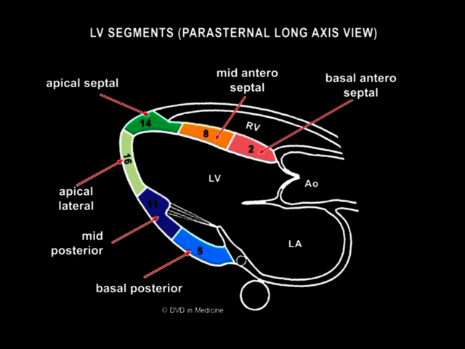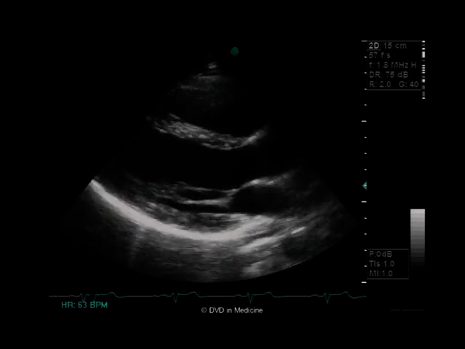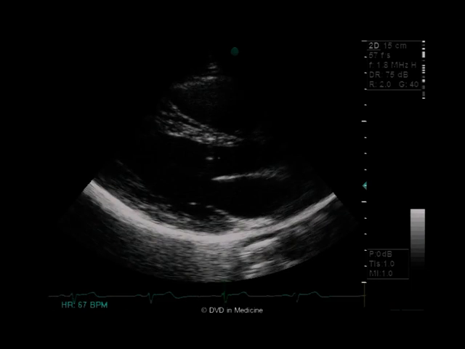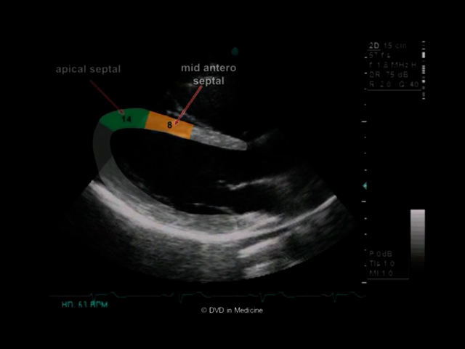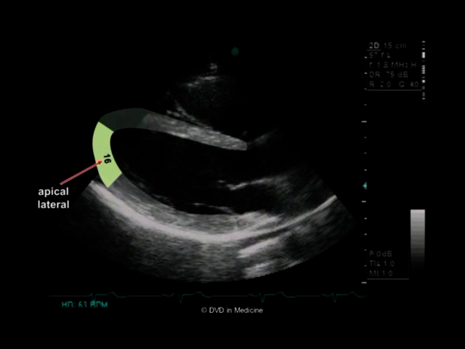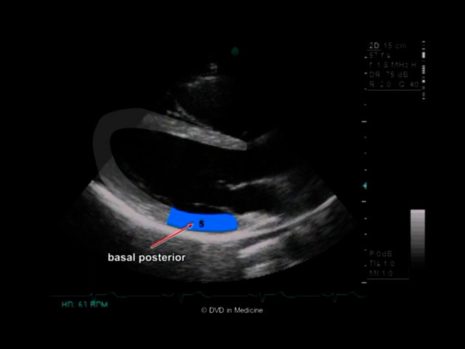In this picture, one can see the segments of the left ventricle which are visible in the parasternal long axis view. Basal anteroseptal, mid-anteroseptal, apical septal, apical lateral, mid-posterior, basal posterior.